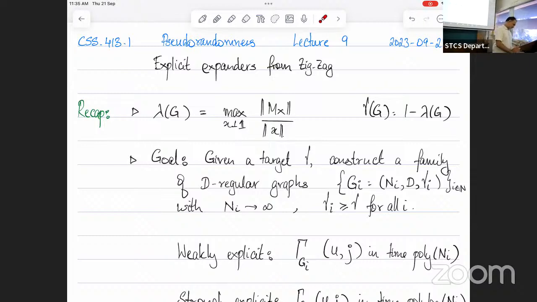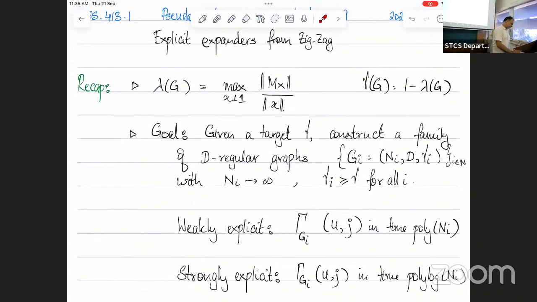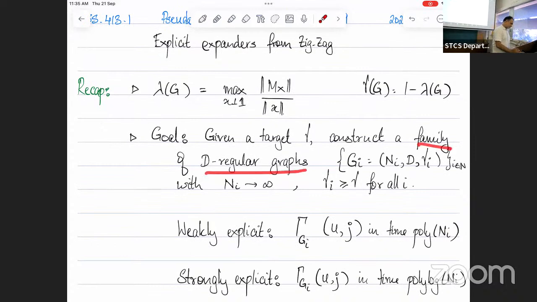Okay, so standard recap. This was our definition of lambda, which refers to the second largest eigenvalue besides the trivial eigenvalue, and the spectral gap was defined as the gap that lambda has from 1. And what are we trying to do? We are trying to build a family of d-regular graphs, and you're usually okay with it as long as d is some constant.